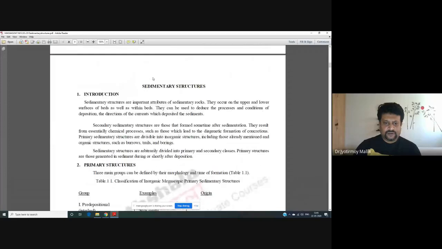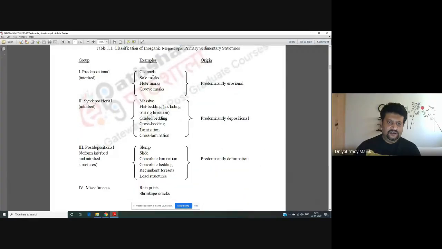So without any more introduction, let us get into the topic. Today what we are going to discuss are called primary structures or primary sedimentary structures. They are broadly subdivided into three groups, as you can see here. The first group we call predepositional structures or interbed structures.